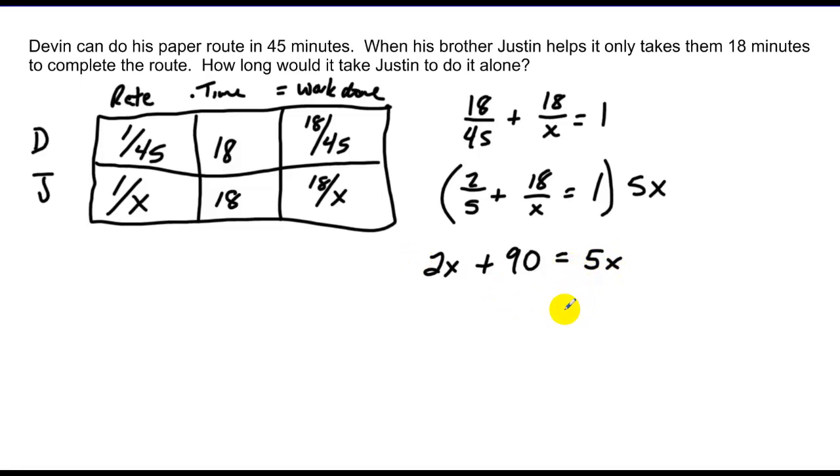Bring the 2x over. It's 3x is equal to 90. So x in this case is 30 minutes, right?